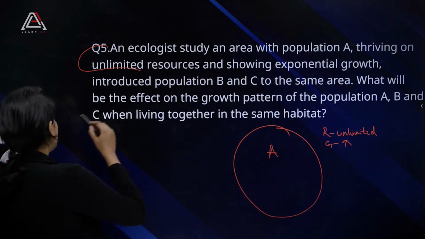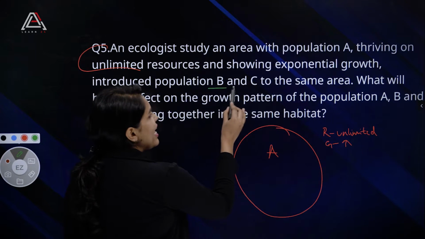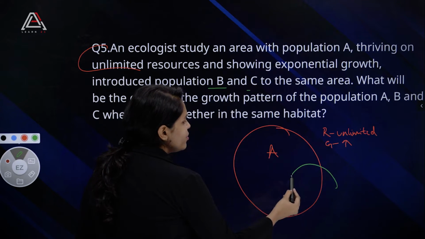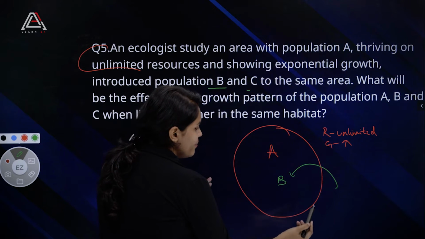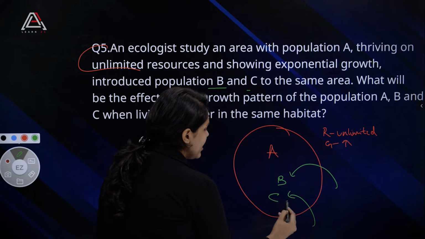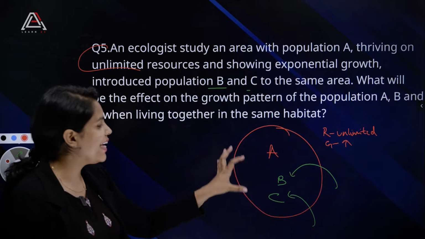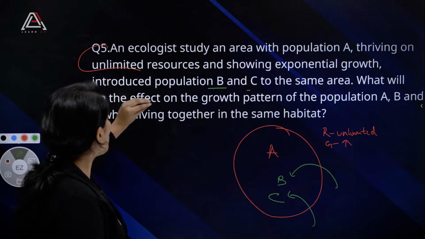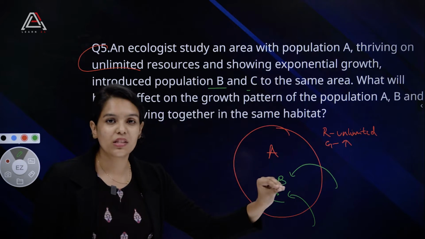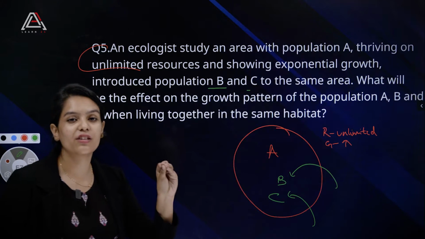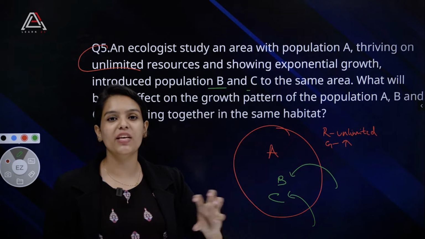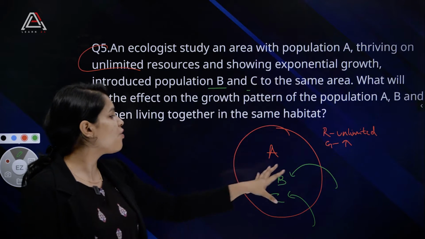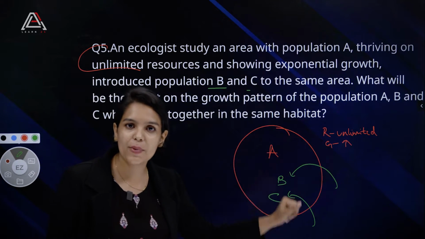So they introduced populations B and C into this particular area. Now they are asking how does it affect the growth of populations A, B and C if all of them are living in the same habitat.